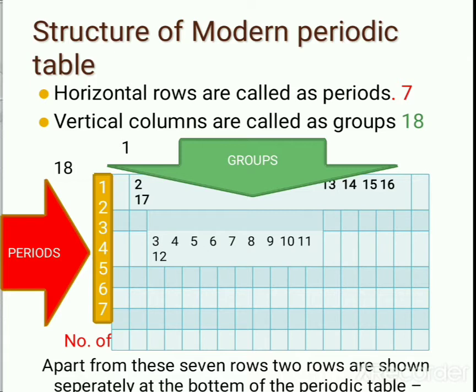Apart from these 7 rows, 2 rows are shown separately at the bottom of the periodic table. Students, we have discussed the actinide and lanthanide series. They are kept at the bottom of the modern periodic table. These are the 7 rows in the periodic table, and apart from these, the 2 rows kept at the bottom are called lanthanide and actinide series. Okay, they are at the bottom of the modern periodic table.